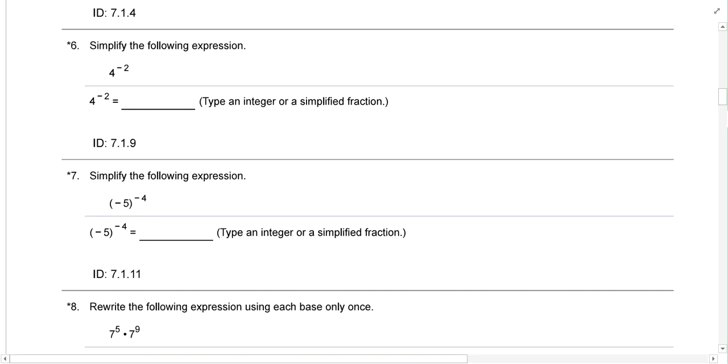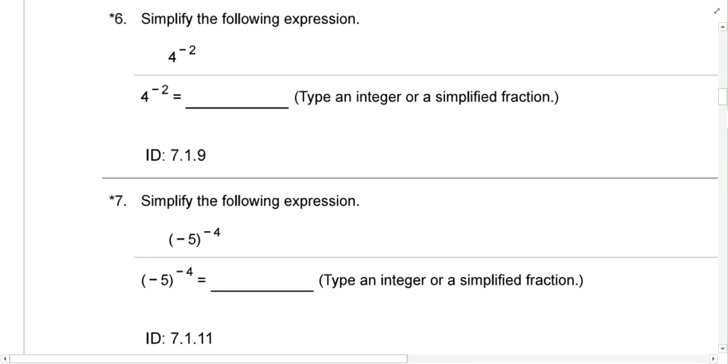We have 2 more examples involving negative exponents. So I would suggest that you try these on your own. Pause the video now and resume playback in a moment to check your work.